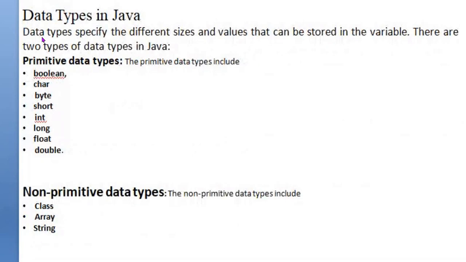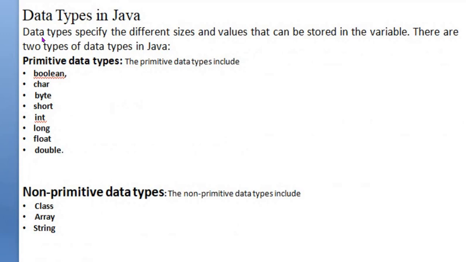Then there are the data types. Data types specify the size and value of the variable. There are two types of data types, that is primitive data type and non-primitive data type. Primitive data types are predefined. These are boolean, character, byte, short, integer, long, float, and double. Then non-primitive data types are user defined, which is class, array, and string.